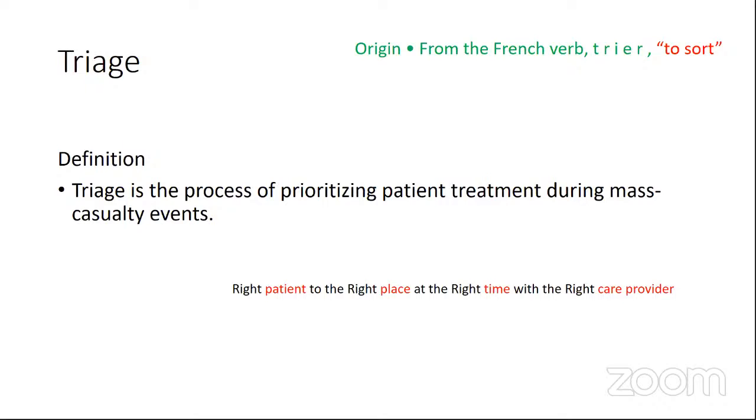Now each and every patient who comes to our department should be triaged to the appropriate area. Altogether, what should be understood is that the right patient to the right place at the right time with the right care provider is the basic triage concept. The word triage is derived from the French verb trier, which means to sort out. So the definition of triage is a process of prioritizing patient treatment during mass casualty.